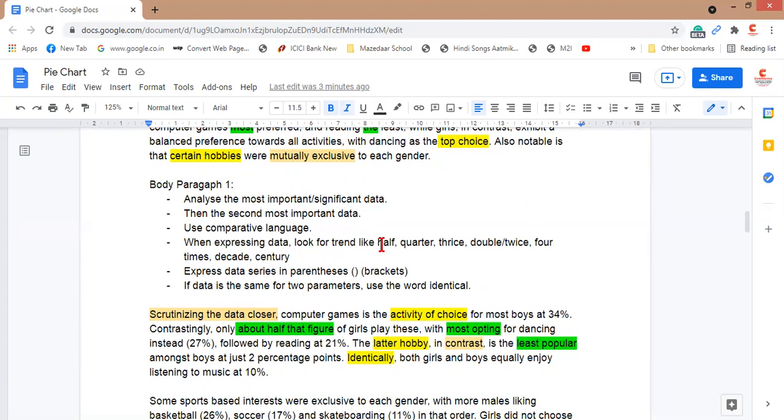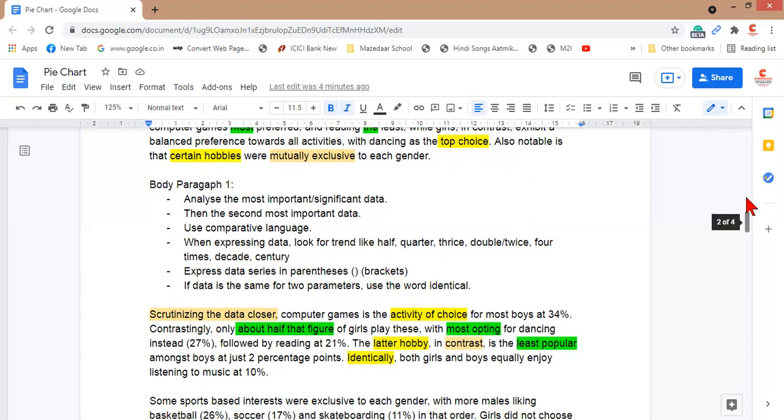Look for trends like half, quarter, thrice, double, twice. If it is 4 times more, you can put 4 times. Instead of putting 10 years, use decade and century. Express data series in parentheses. By that I mean brackets, as it is commonly known in English. You don't have to write 27%, 30%. You can just put the figures in parentheses. And if the data is the same for two parameters, use the word identical.